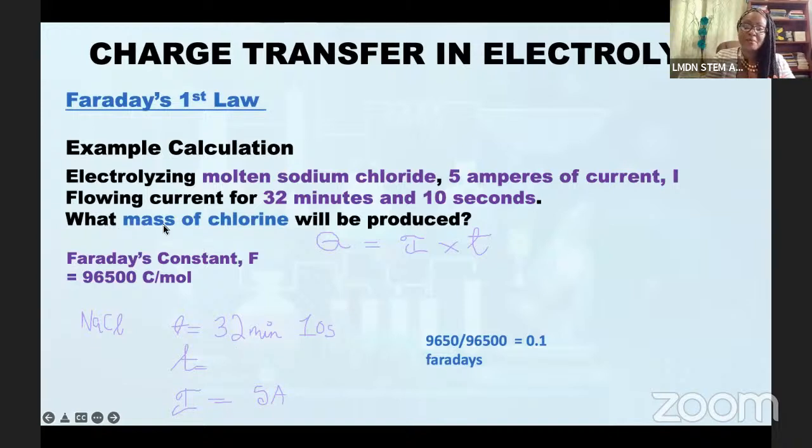So we're finding the mass of chlorine, right? And the first thing that we said was the relationship between the mass and the electric charge is that the mass is directly proportional to the electric charge. So how do we go and find our electric charge? Let's do that first. Q is equal to I times T. They gave us that I is equal to 5 amperes and that the time is 32 minutes and 10 seconds.